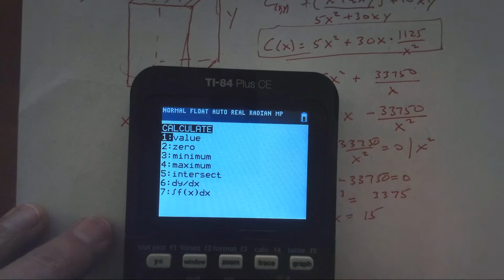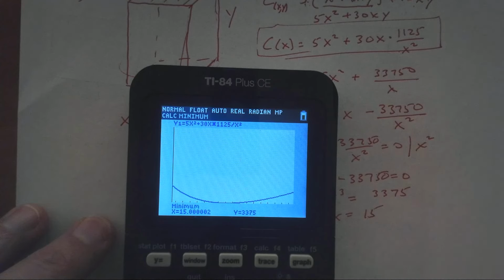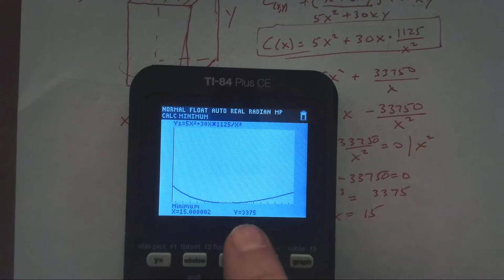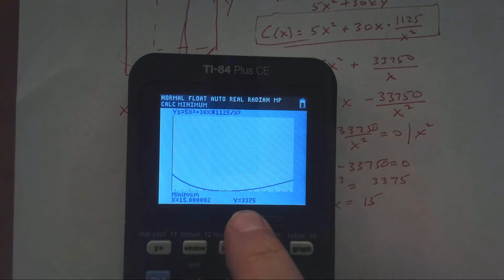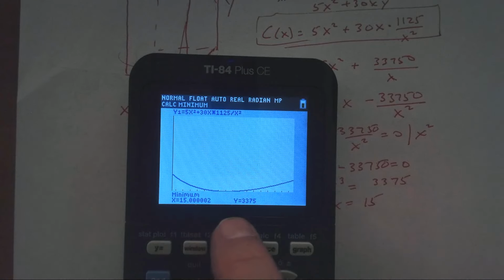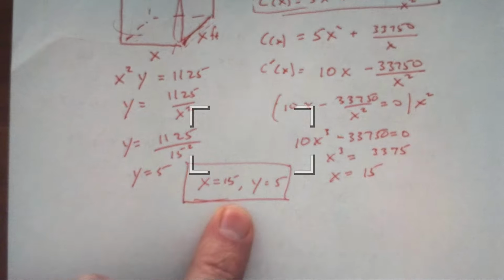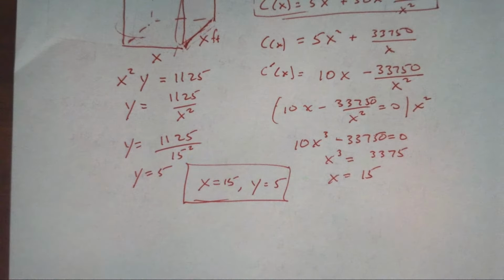So let's go second, calc, minimum. And I'm really hoping we end up with 15 here. And not only do we get 15, we get 3375, which is our minimum cost. So the cost associated with each tank, we've got it. What values of x and y will minimize it? The value for x is 15. Now y, that's a different y than ours. That y is actually the cost. Our y value was 5. So 15 and 5. Okay, hope that's helpful.